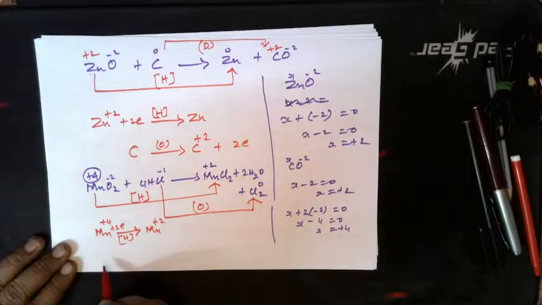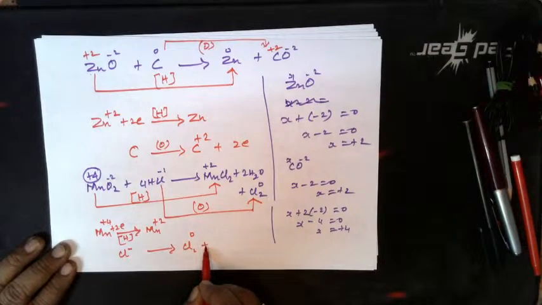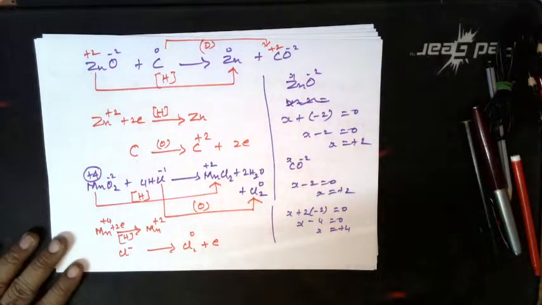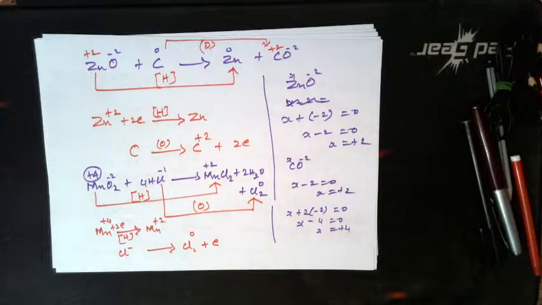So it should be reduction. Got it? And what about HCl? That is Cl minus becomes Cl2, zero. So in that case 1 electron is removed here. If there are 2 atoms of chlorine, 2 electrons are removed. That's all. I am taking only the cation and anions. Do you understand this?